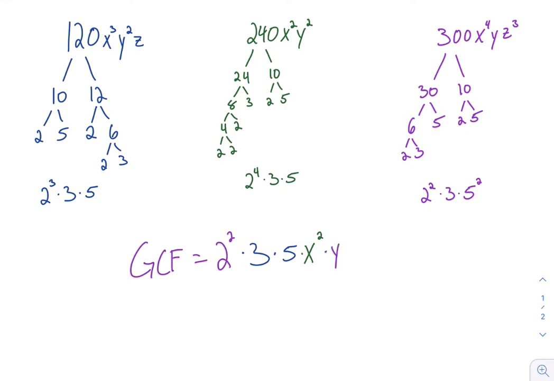And then z is not common. While it does show up in the blue and purple term, it does not show up in the green term, so I'm not going to take z as part of my GCF. And it has to be common in all of the terms. All right, so that's it.